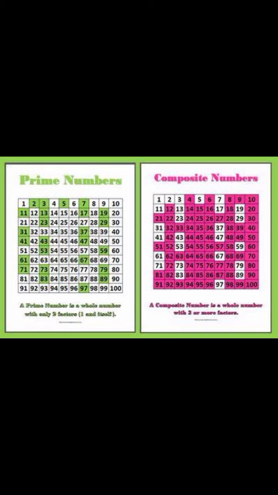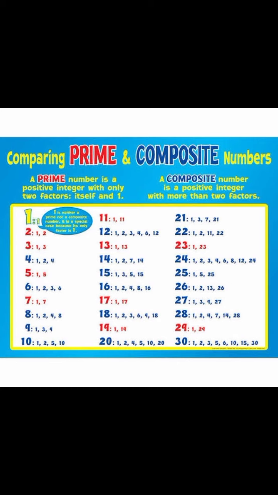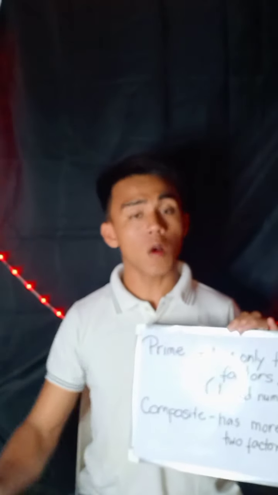All about mathematics, and the lesson is about prime and composite numbers. So with that, I'll show you examples of prime and composite numbers on your screen. I want to give you the meaning of prime and composite numbers. So what are prime and composite numbers?